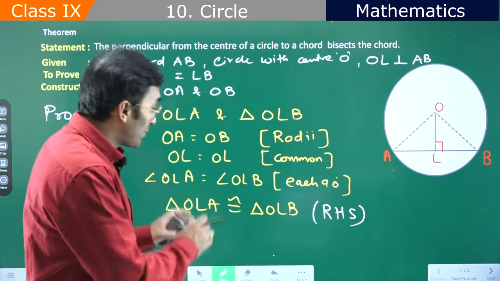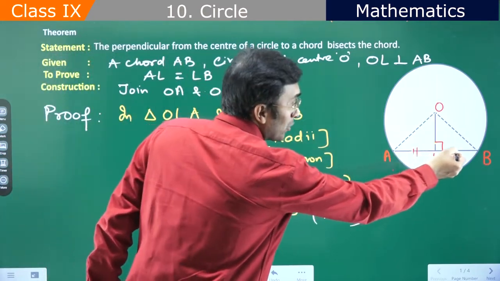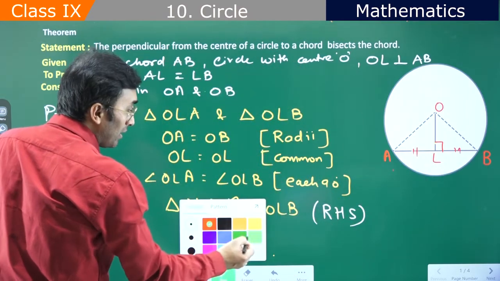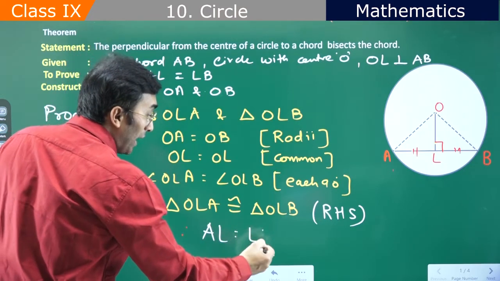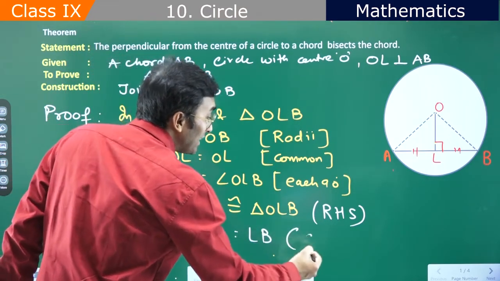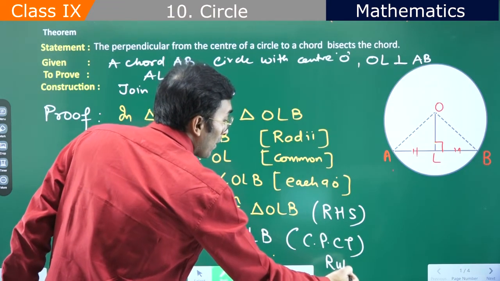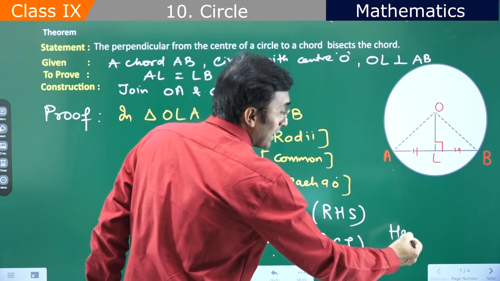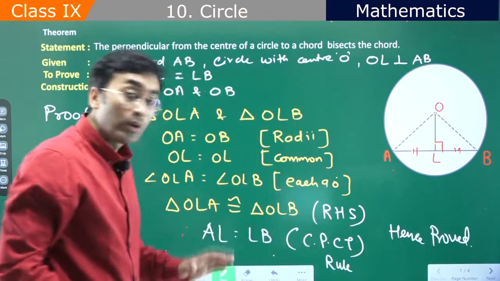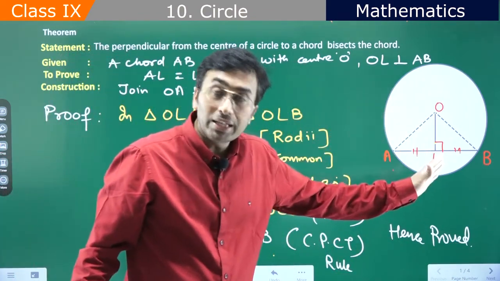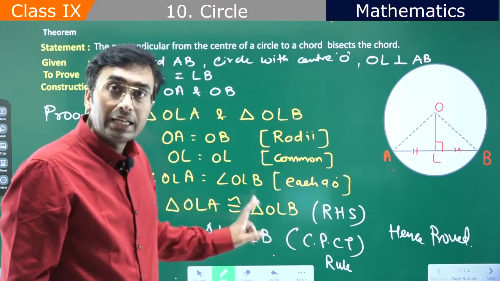Now, since these two triangles are congruent, we can say that AL equals LB. We write here, AL equals LB by the CPCT rule. Hence proved. What we have proved is that if we draw a perpendicular from the center, it bisects the chord into equal parts, that is, AL equals LB.